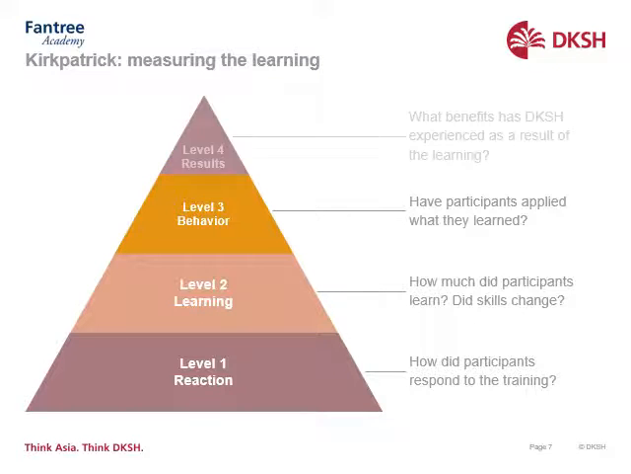Now, the gold star measurement, the one that's very difficult for us to get, is level 4, results. This is actually looking at the impact of the learning on the job. This is looking at how performance of people who've gone through the training compares to people who have not gone through the training. This is the gold standard. We're still working on measuring this effectively. But if we can get up to level 3, that should be pretty good.